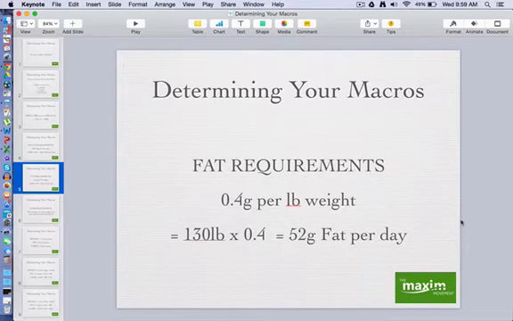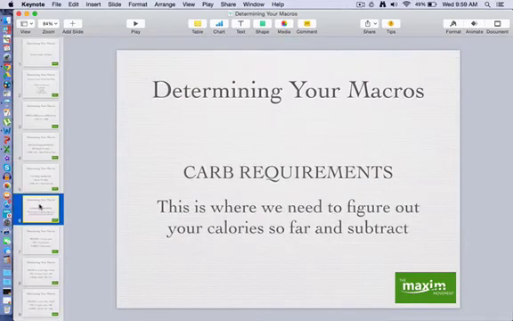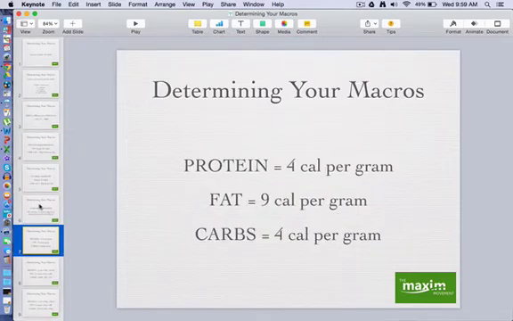And then with regards to carbs, this is where we have to use good old math to change things up. We have to figure out the calories that we've now implemented so far and backtrack to figure out our carb requirements. So protein and carbs are 4 calories per gram, and fat is a whopping 9 calories per gram.